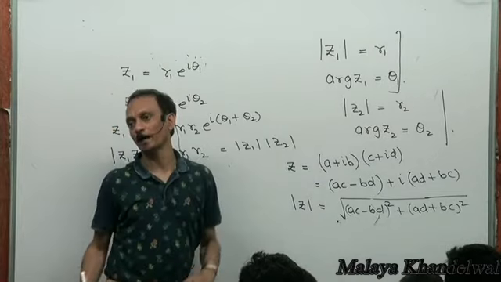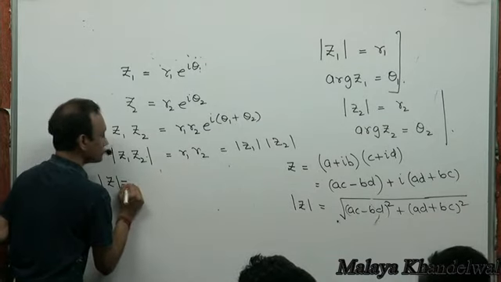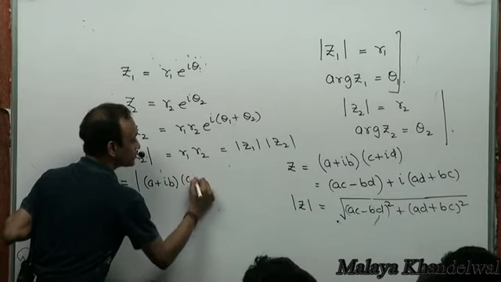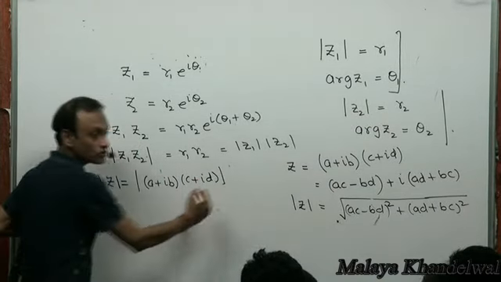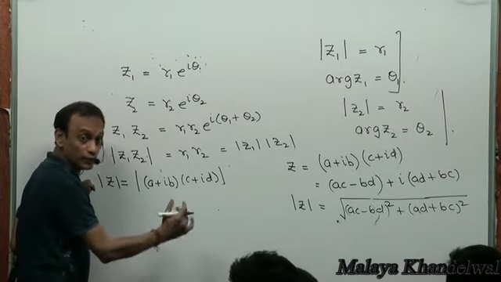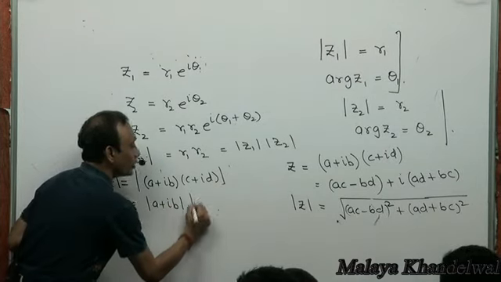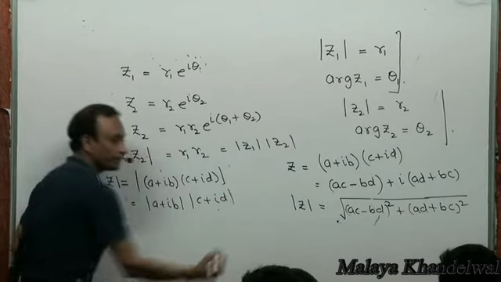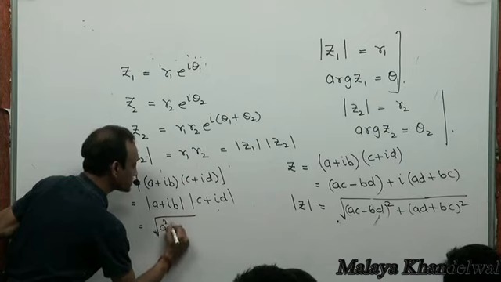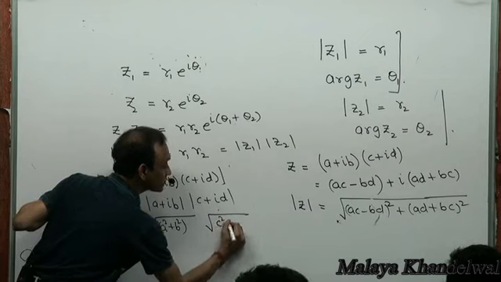But I didn't have to do that. In order to find mod z, it's about mod of a plus ib into c plus id. Yes or no? Modulus of the product, now I can apply, is the same as product of their moduli. So this is going to be mod of a plus ib into mod of c plus id. And mod of a plus ib is root a squared plus b squared. Mod of c plus id is root c squared plus d squared.